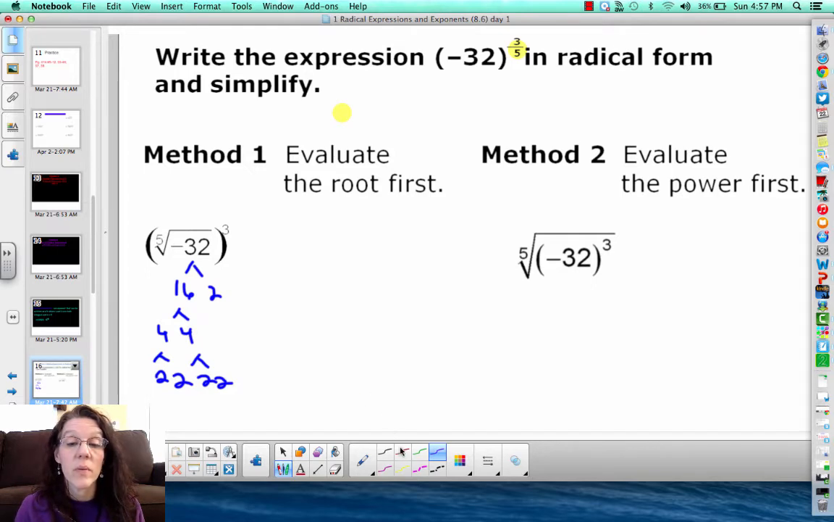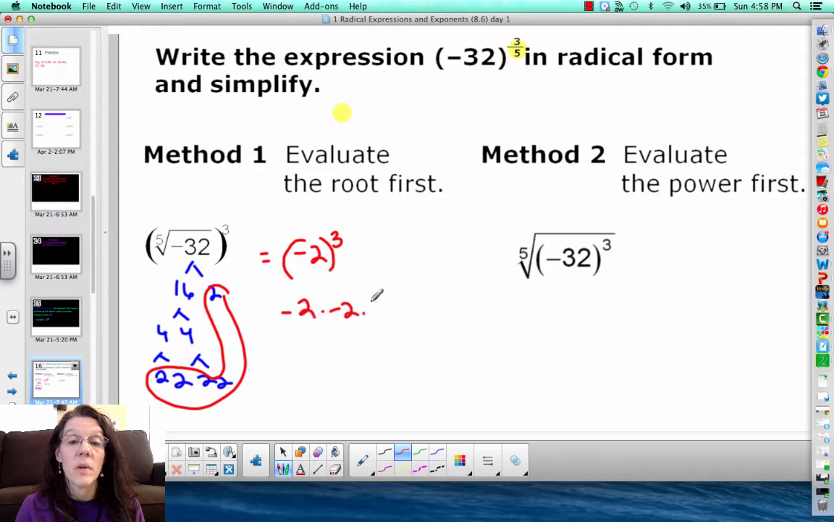So now we're doing the 5th root. And so it says we need a group of 5. Well, there's 1, 2, 3, 4, 5. So what is the 5th root of negative 32? It's actually negative 2. And then we need to cube that. Well, what is negative 2 cubed? That's negative 2 times negative 2 times negative 2. Negative 2 times negative 2 would be positive 4, times a negative 2 would be a negative 8. And so that would be our answer.